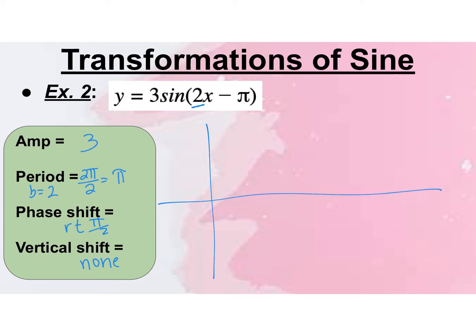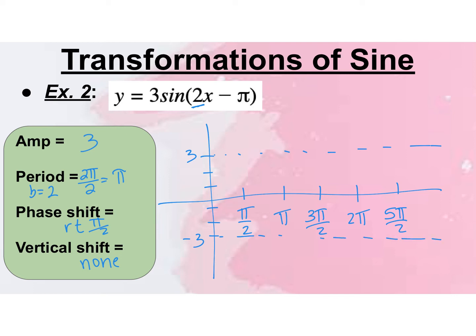So I'm going to go to the right, pi over 2. I'm going to draw everything kind of to the same scale that I did last time, so we can purposely see that shift. My amplitude is 3, so I'm going to be up at 3 and down at negative 3. And I'm going to the right, pi over 2. So that's my first point. My period this time is only pi, so I'm just going a distance of pi, which would be right there.